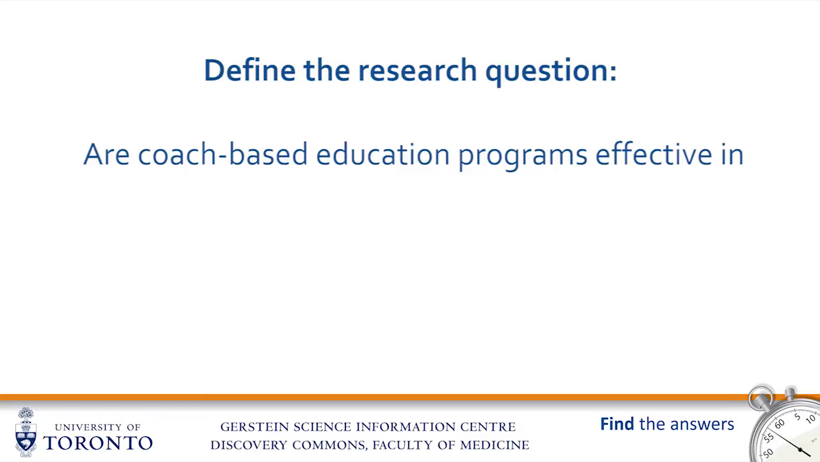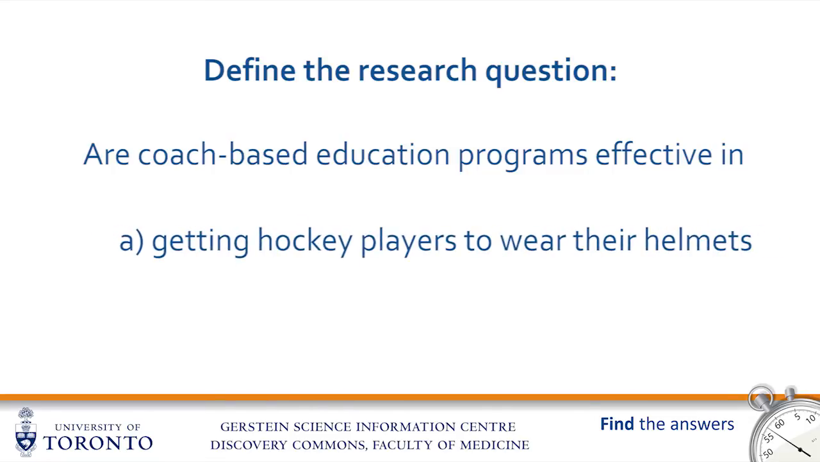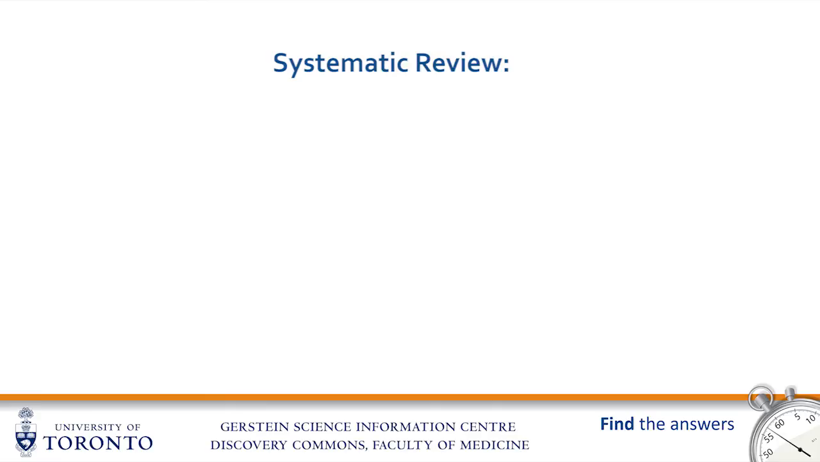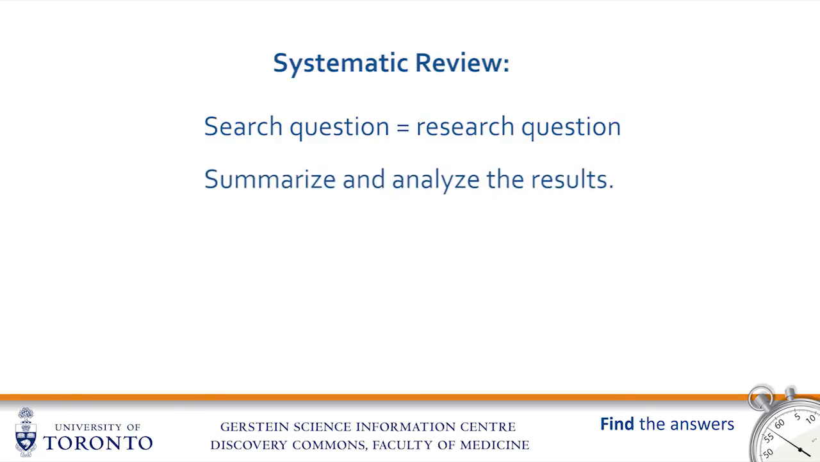First, I'll define my research question. Are coach-based education programs effective in A, getting hockey players to wear their helmets, and thus B, prevent head injuries? If we were doing a systematic review, our research question would be the same as our search question. You want to find everything on that topic and then summarize and analyze the results.